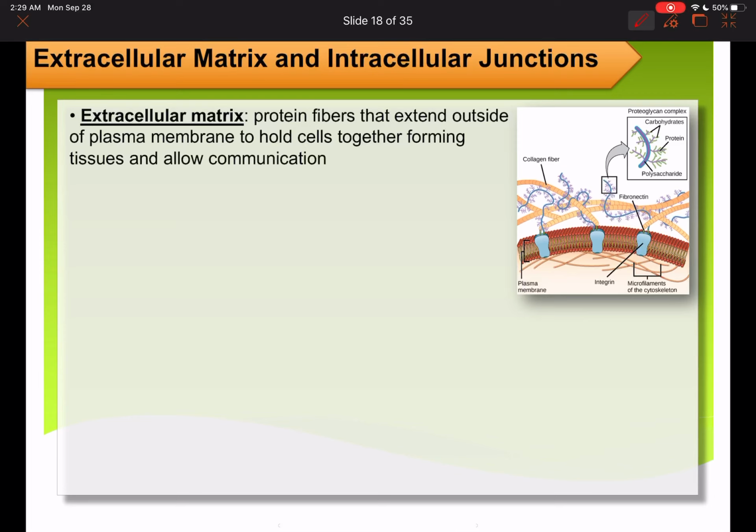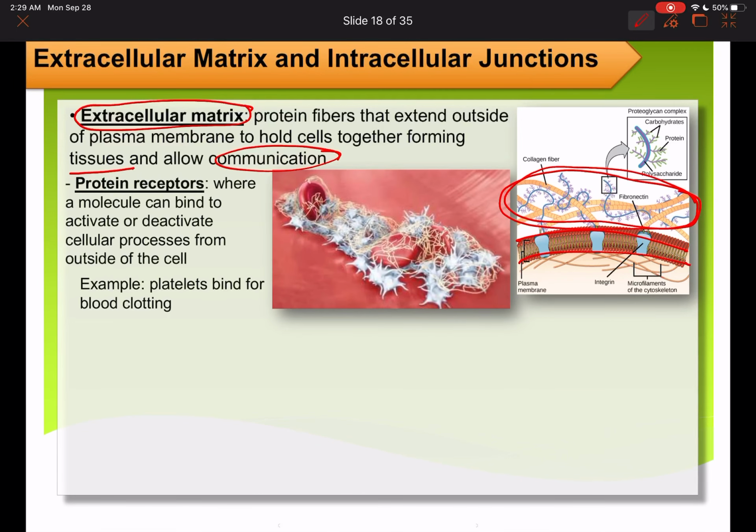On the exterior side of the cells, it's usually not a smooth, bare surface with nothing on it. It has what's called the extracellular matrix. So this is the plasma membrane, and on top of that is the extracellular matrix, where protein fibers extend outside of the plasma membrane to hold the cells together, forming tissues and allowing for communication of some sort. There are also protein receptors on the outside of the cell that allow a molecule to bind or activate or deactivate cellular processes from outside of the cell.